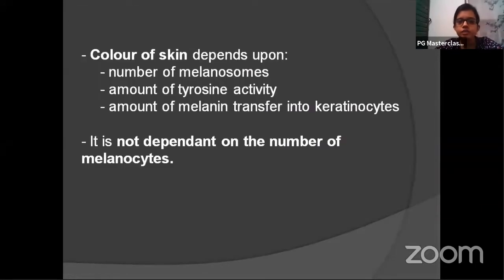The color of skin depends on the number of melanosomes. It is important to note that it does not depend on the number of melanocytes. The number of melanocytes is constant according to a species, and the color of skin depends on the number of melanosomes the melanocytes produce. It also depends on the amount of tyrosinase activity and the amount of melanin that the melanocyte transfers into the keratinocyte.